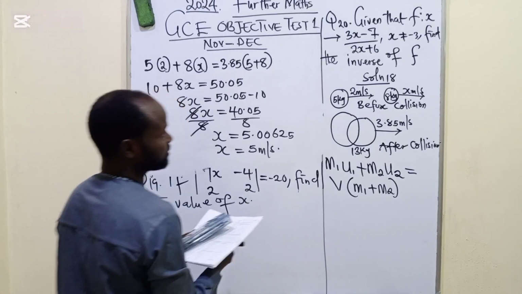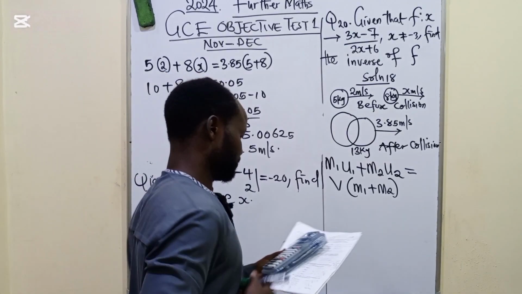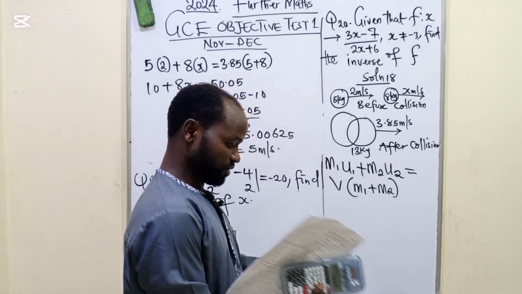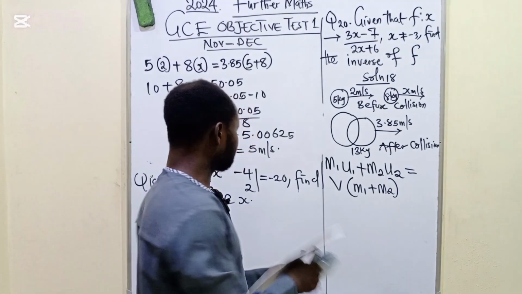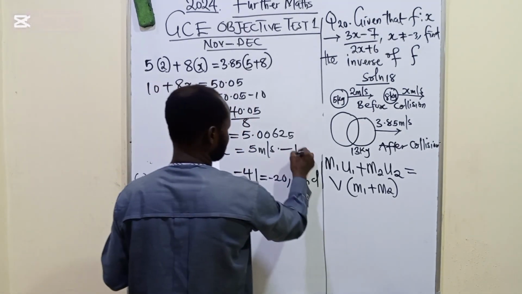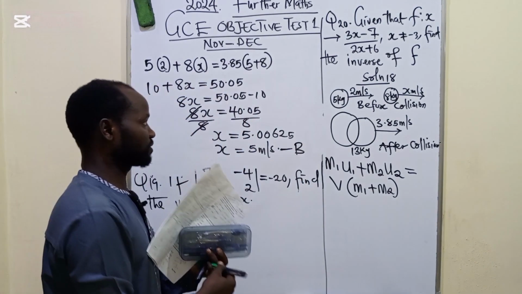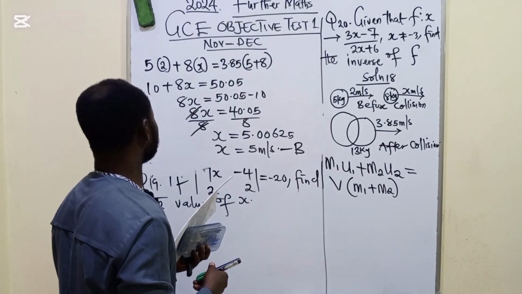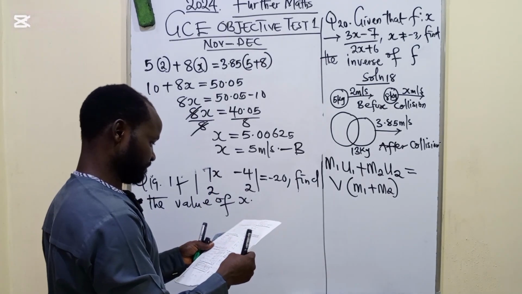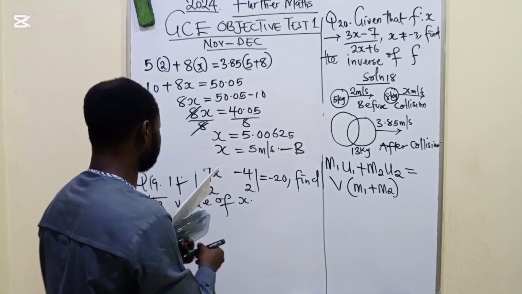That will be the second speed. So the correct option to question 18 is option B. Very important. So we are through with 18. Let's move to 19.